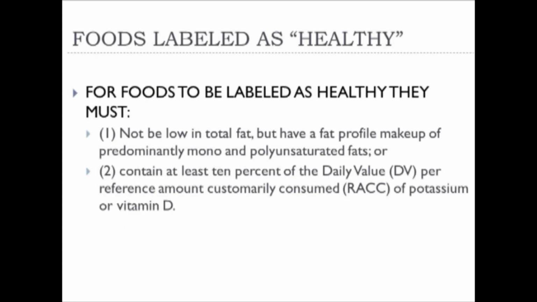The FDA has established new rules to guide manufacturers in their labeling of food, specifically whether or not a food could be labeled as healthy. So here are the new guidelines for foods to be labeled as healthy. They must not be low in total fat, but have a fat profile makeup that is visible on the label, that predominantly shows the monounsaturated fats and the polyunsaturated fats, and the combined summation of these two fats must be more than the amount of saturated fat. So in other words, the PS ratio must be greater than 1.